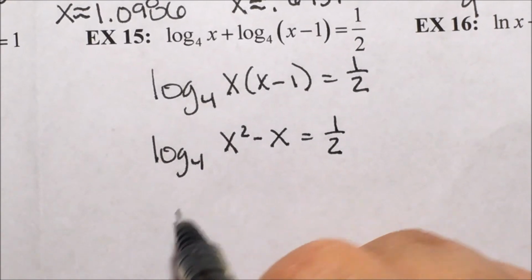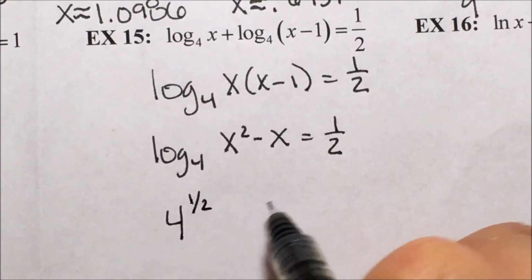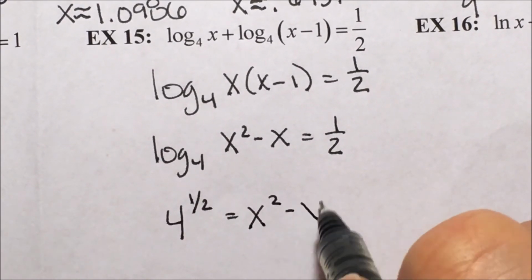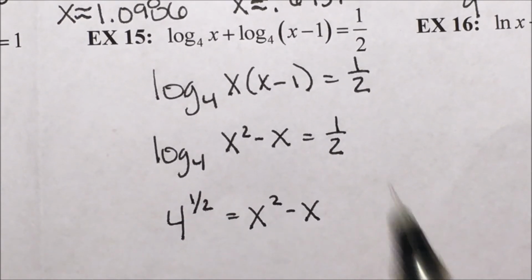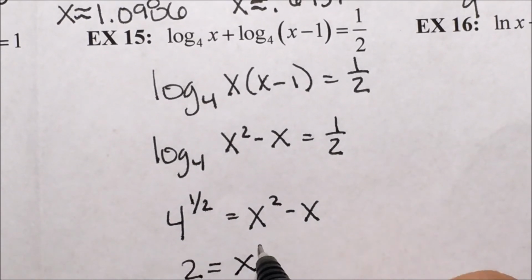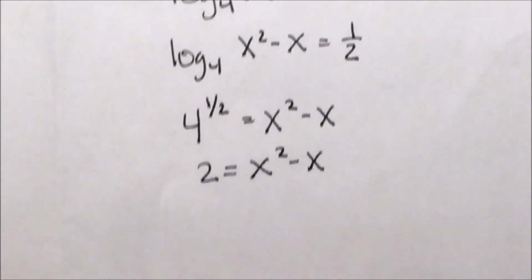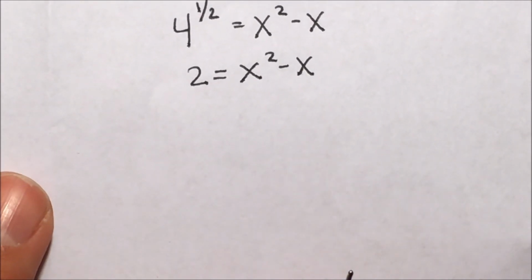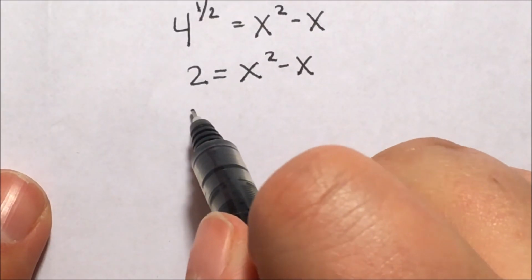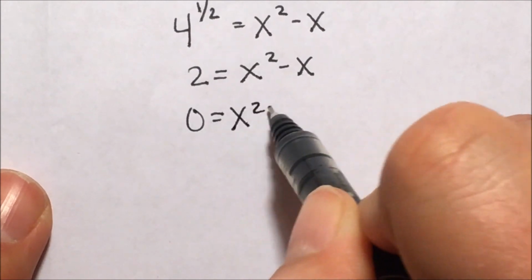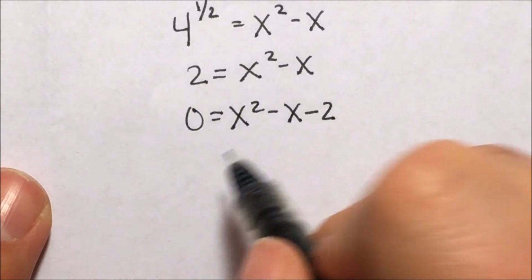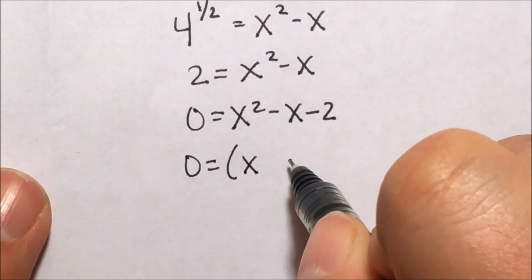Change this to an exponential equation. A power of 1/2 is a square root. And again, if we're going to solve it, whether it's factoring, quadratic formula, whatever, we need a 0 on one side. This one is factorable.